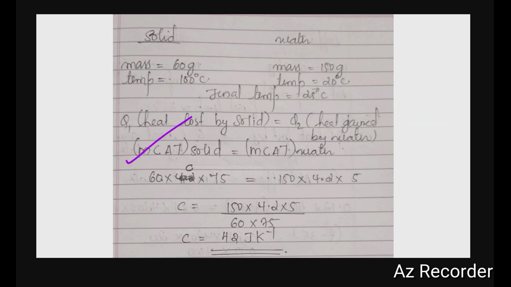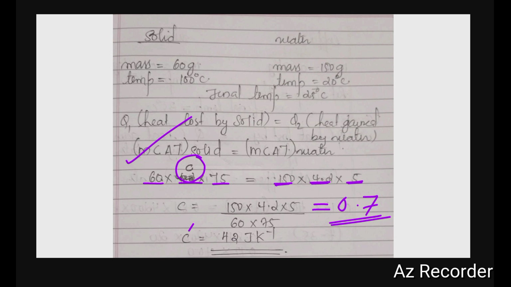Here, equating the two, mc delta T of solid is equal to mc delta T of water. We are not yet told the specific capacity of the solid, so let it be C. So here is the mass and the specific capacity of the solid, and here is the delta T, or change in temperature, of the solid, which is equal to the mass of water, the specific capacity of water and the change in temperature of water. Equating the two, we get C is equal to 150 into 4.2 into 5 divided by 60 into 75. This appears to be 0.7, so C is 0.7.